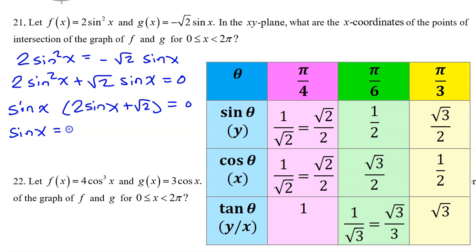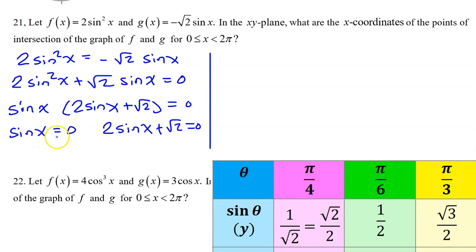So I will have sine x equals 0 and 2 sine x plus radical 2 is equal to 0. Sine x equals 0 is ready to solve, but we need to do a little bit more algebra on the second equation. Subtracting radical 2 from both sides and simultaneously dividing by 2 will leave us with sine x is equal to negative radical 2 over 2.